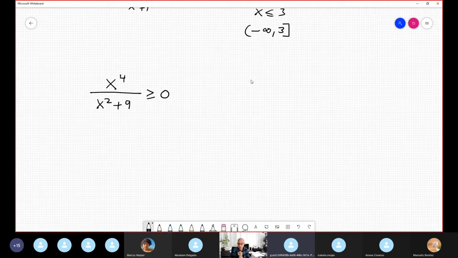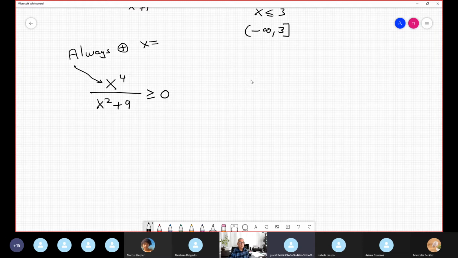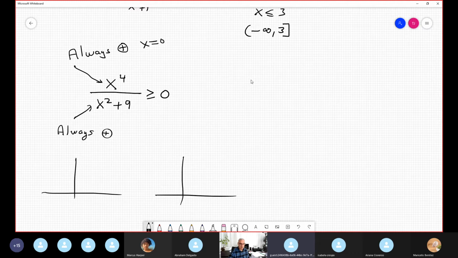Okay, the expression on the top is always positive, except at 0, but no problem because in this case we have equal to 0. And the expression on the bottom is always positive. In this case, it is never 0. Remember, you are doing the graph of x to the 4th power and the graph of x squared plus 9 to see more clearly, because one picture you understand much better than 1,000 words.